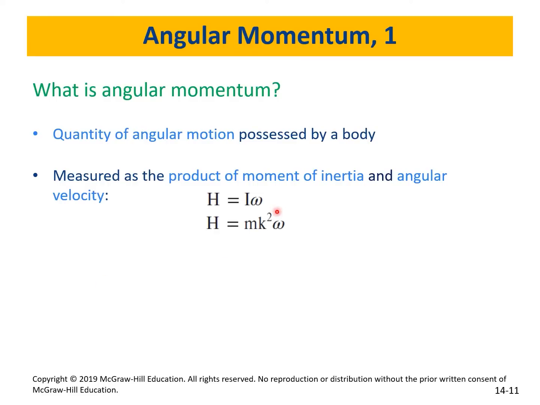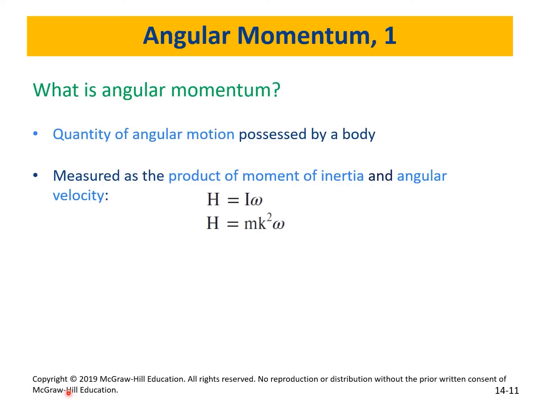So it's a quantity of angular motion possessed by a body and measured as the product of the moment of inertia. Remember, in angular, we don't deal with masses. Moment of inertia I multiplied by the angular velocity, which is w. The symbol for it is H, and it's I, that's moment of inertia, multiplied by w. And I, we agreed, is the mass multiplied by k squared, which is the radius of gyration. So your H is mk squared multiplied by w.